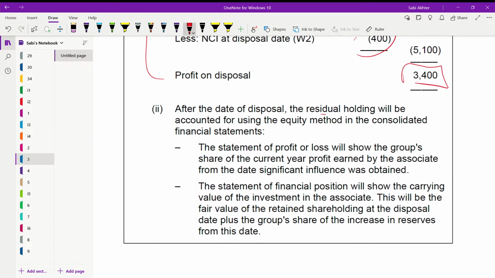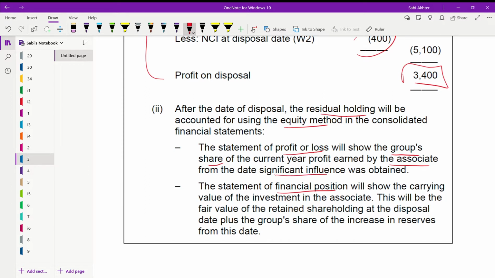So the residual holding, you have to use the equity method. Okay. So you have to talk about the statement of profit and loss as well as the statement of financial position. In the statement of profit and loss, you will be showing the group's share of the profit earned by the associate from the date the significant influence was obtained.